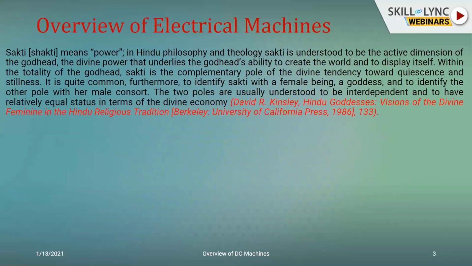Moving on to the overview. I start off with a brief quote by a famous researcher from the University of California, Berkeley campus. He says that as per Indian philosophy, we talk of Shakti as power. And when it comes to a religious interpretation, in theology, we say that it is supposed to be the divine power that is responsible for the creation and execution of everything within the world.